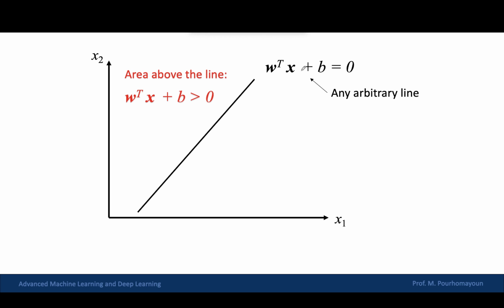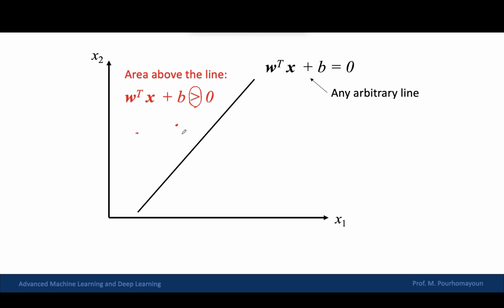But anything on this side of the line, for example, above the line, if we put points here, if we put those points into the equation, okay, the value of the equation will be positive.